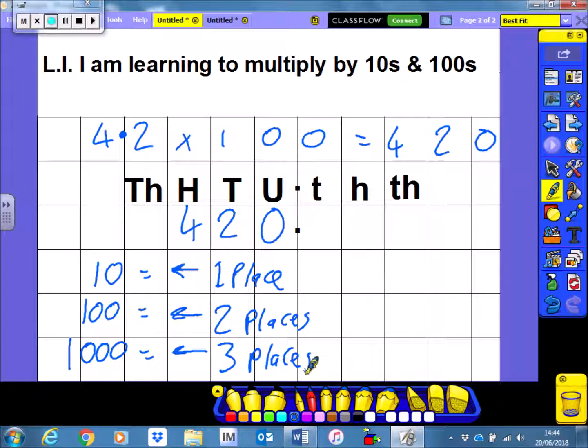So all you have to do, the only thing you have to remember when it comes to multiplying by tens, hundreds, or thousands, you don't have to know your times tables for it, because you keep your numbers exactly the same. You simply move things up the correct number of columns.